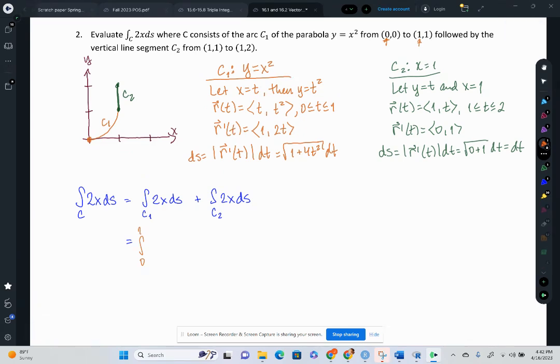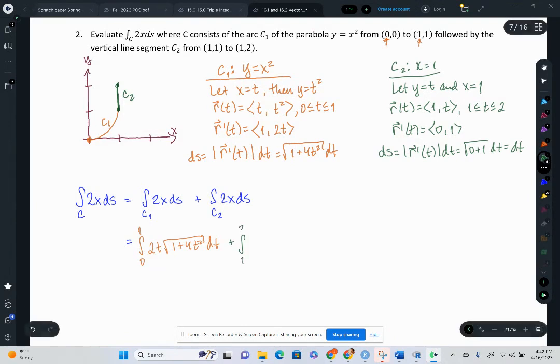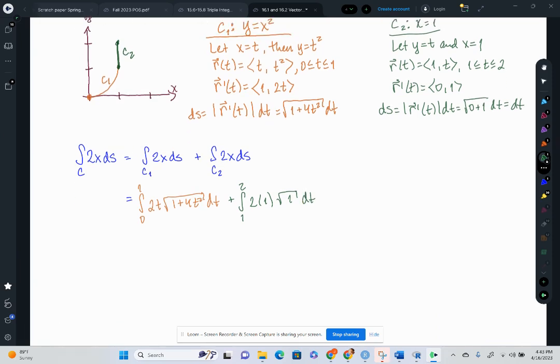2x, well, I go to my r of t, x is t, so I have 2t, and then I need my ds. ds we found to be the square root of 1 plus 4t squared dt. So that takes care of the C1 integral, plus the C2 integral. So I go to my C2 setup. It looks like t is going from 1 to 2. And then the 2x, well, in this one on C2, x is 1. So I have 2 times 1. And ds is just the square root of 1 dt.